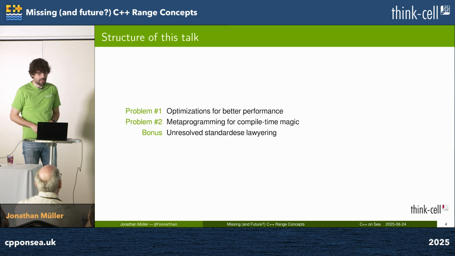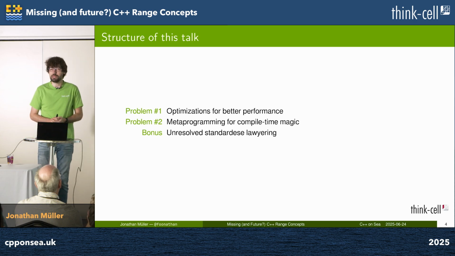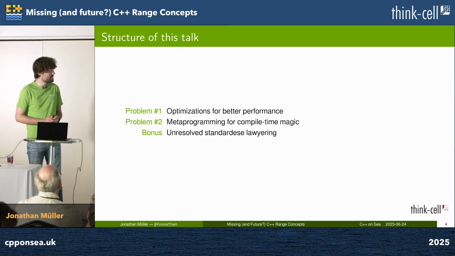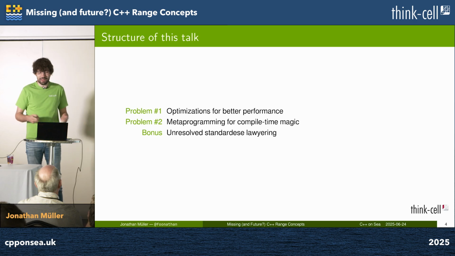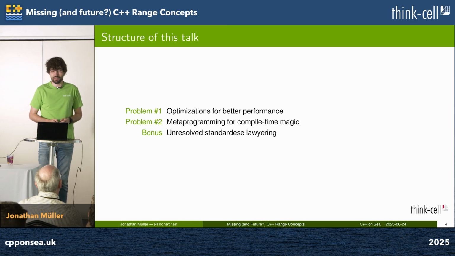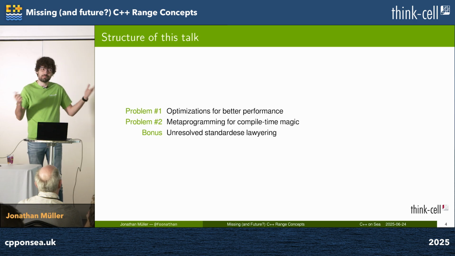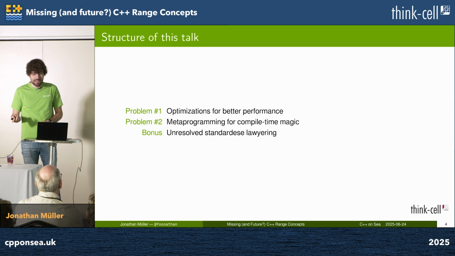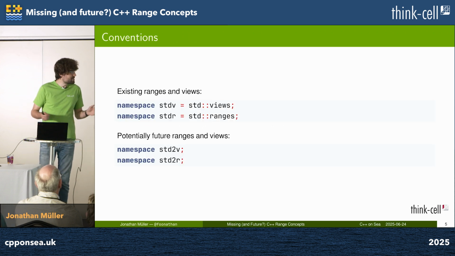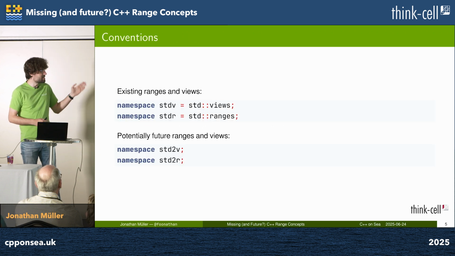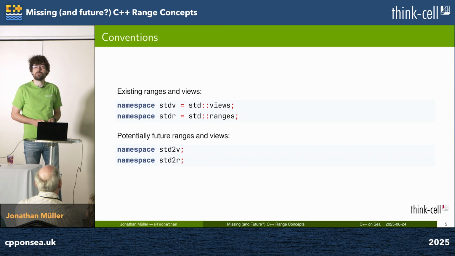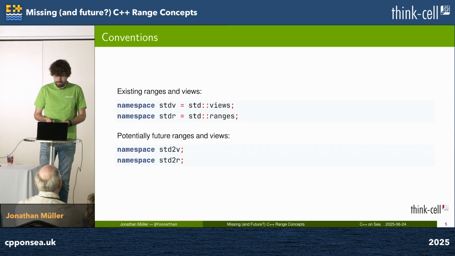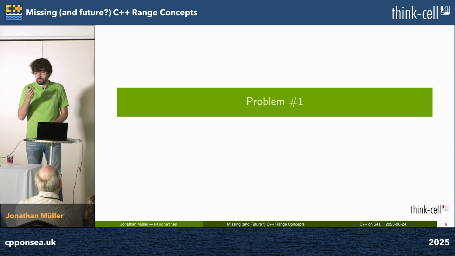I have 2 problems. The first problem is optimizations for better performance. The second problem is metaprogramming for compile-time magic. This is the part Matt is here for. And then if you're still here after that, we can talk about some unresolved standard issues in the wording of the ranges specification. So it's truly something for everybody. For convention, I will use stdv for std views and stdr for std ranges, and then potentially future extensions are in std2v and std2r, just for presentations. So let's begin with the first problem.